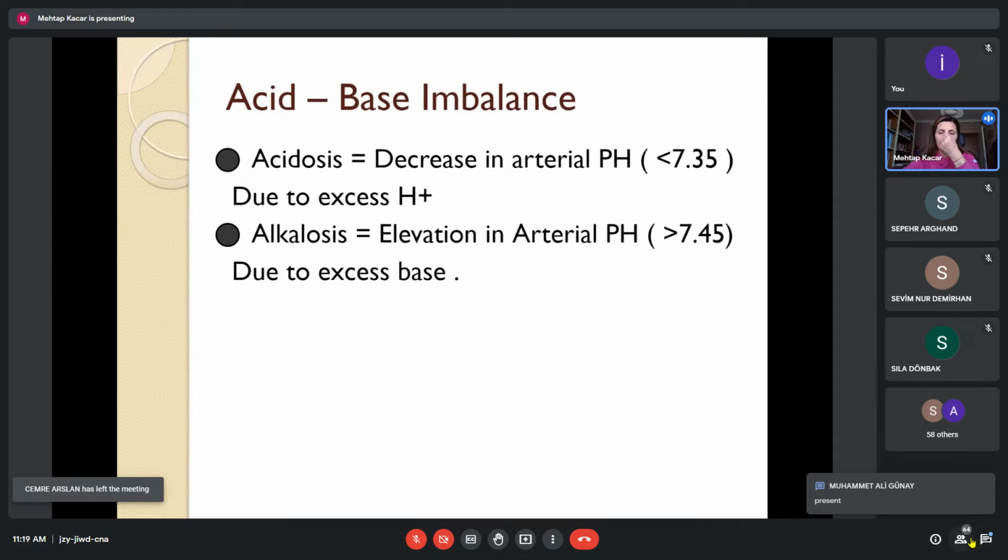Acid-base imbalances. What do acid-base imbalances mean? We see two different terms to describe a pathophysiologic or imbalance situation. If arterial pH decreases, we see acidosis. Acidosis is linked with increased hydrogen ion concentration and decreased pH. Alkalosis is linked with an elevation in arterial pH above 7.45, and alkalosis is dependent on excess base ions.